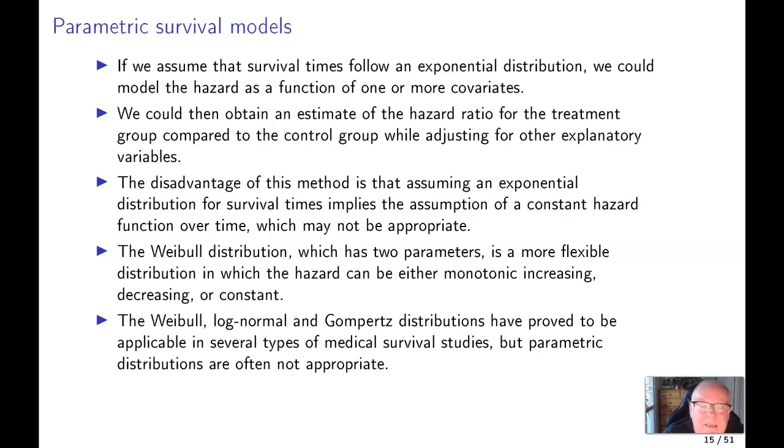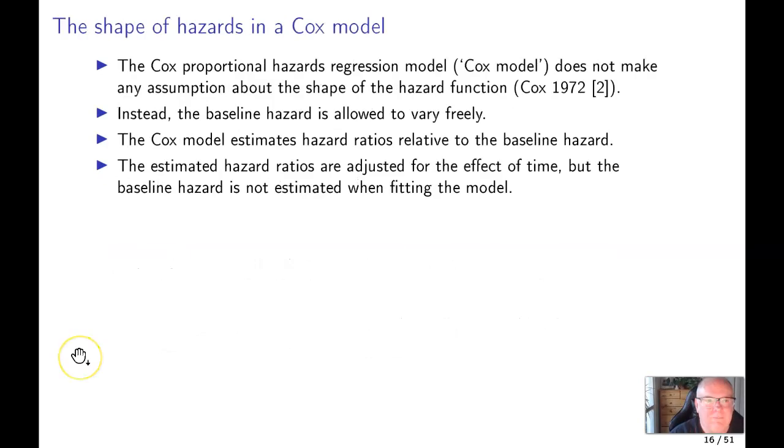So this is quite restrictive because we often see hazards with turning points. Nevertheless, some parametric models have proved to be applicable in medical survival studies. Other distributions you might see are the log normal and the Gompertz, but parametric distributions are often not appropriate, and by far the most popular model in time to event applications in medical science is the Cox proportional hazards model.